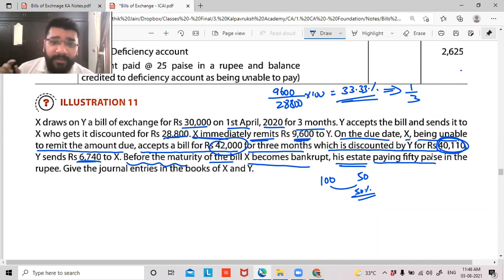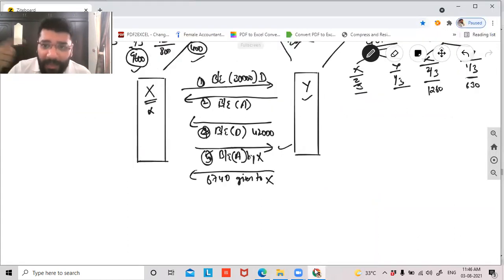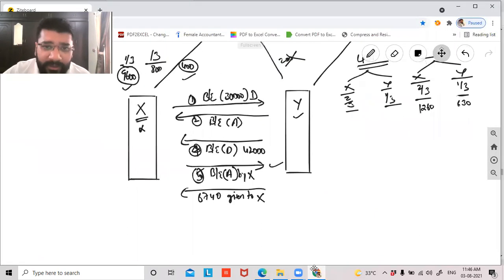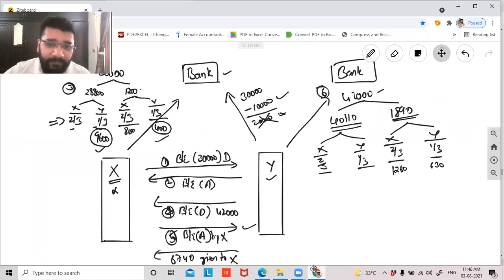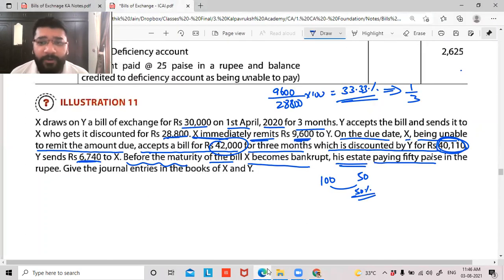Now, guys, they've asked you to pass the journal entries in the books of X and Y. Yes, boss. So can you explain the question again, sir? No problem. I'll be doing this question right from the beginning with the journal entry. I'm just giving the outline of the question now. I'll be discussing the entire diagram once again when I do the journal entry. Okay, sir. Guys, comfortable all of you? Can I go forward? They're asking us to pass the journal entries in the books of X and Y.